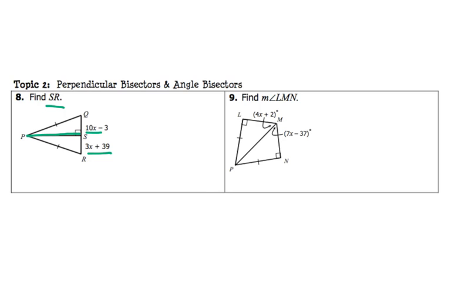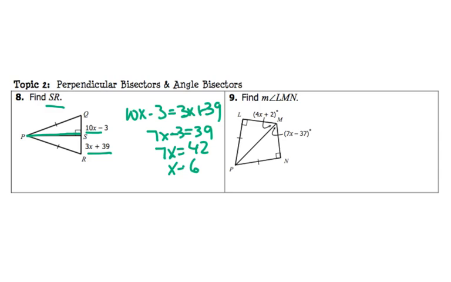So we're going to substitute back in. So 10x minus 3 equals 3x plus 39. We subtract to get 7x. Subtract 3 to both sides, which will get 7x minus 3 equals 39. Add the 3 to both sides, and I get 7x equals 42. Divide by 7, and x equals 6. Now we're going to do SR, which we're going to substitute in. So 3 times 6 plus 39, which will give us 57.